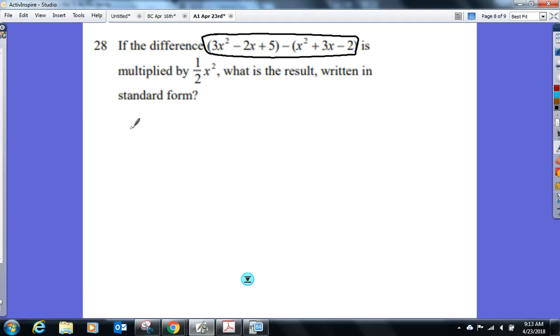So here we go. I'm going to keep 3x squared minus 2x plus 5 all the same in the first polynomial. When you subtract, you need to change the signs in the second one. So what's this positive x squared going to get changed into? Minus x squared. 3x will get changed into minus 3x, and then plus 2. Now on your own, go ahead and combine all your like terms. And I'll ask somebody here in about 30 seconds what you end up getting.